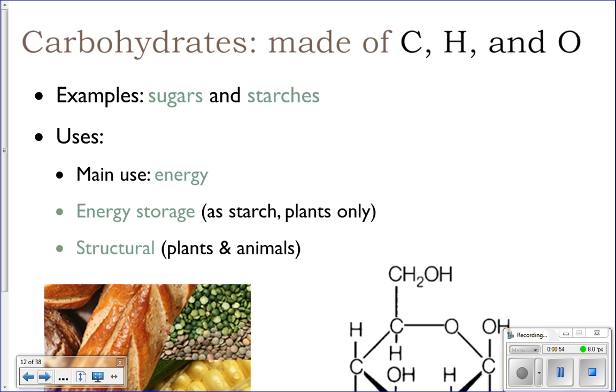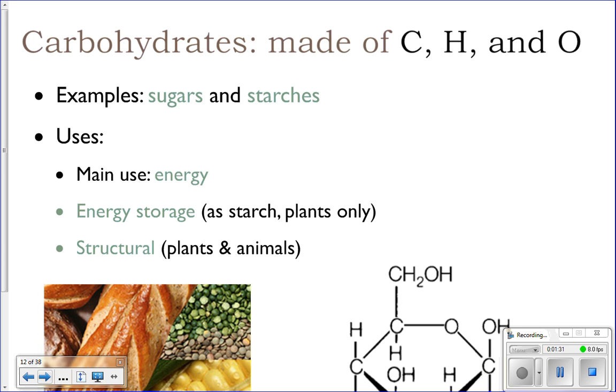Carbohydrates are made out of carbon, hydrogen, and oxygen. Examples of these are sugars and starches. Sugars and starches, the carbohydrates in your body, are mainly going to be used as energy. It's the main source of energy for all living things. Glucose is produced by photosynthesis, and when you eat your food, you get carbohydrates and glucose, and then your cells take that glucose and break it down and you get energy from it. So the main use for carbohydrates in living things is for energy.